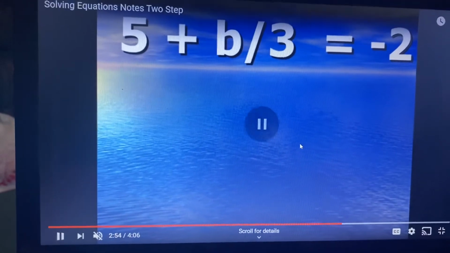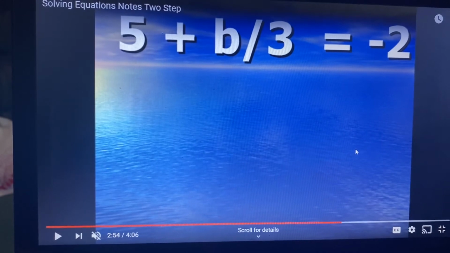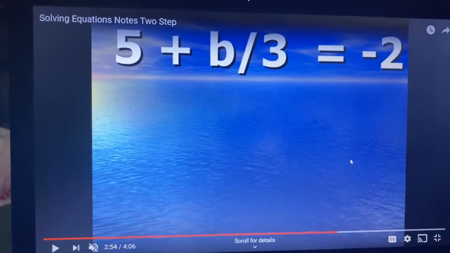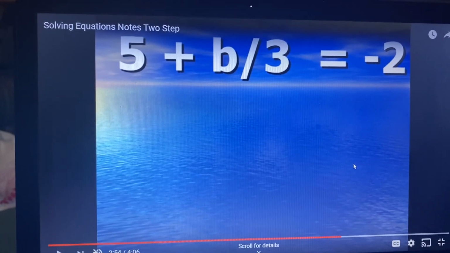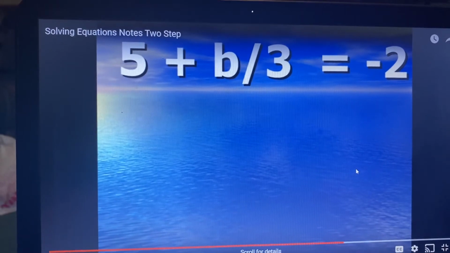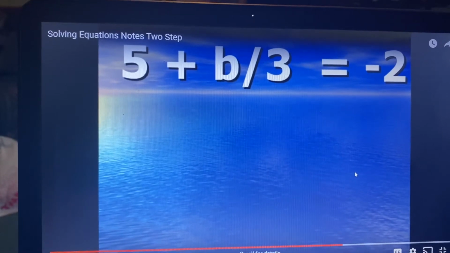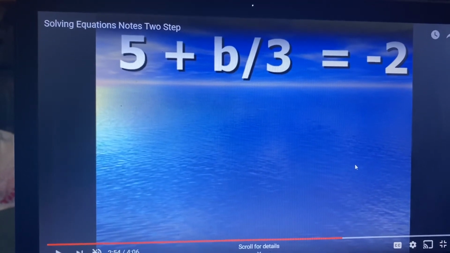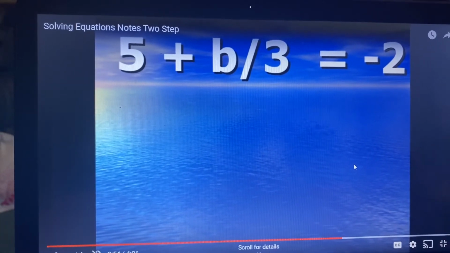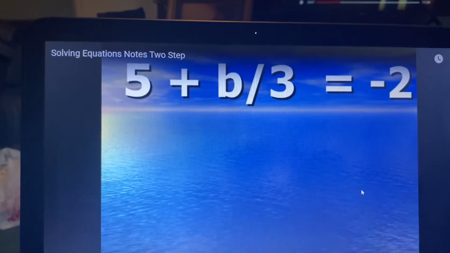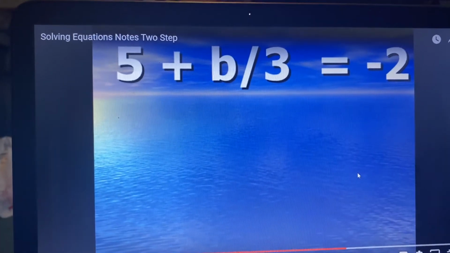All right. Now this one says 5 plus b divided by 3 equals negative 2. This is still a two-step equation. It is just written a little bit differently. Instead of having our addition or subtraction closer to the equal sign, it is the first part of the equation. And let's remember, if we're undoing addition or subtraction first, and that number is at the front of the equation, we will always use the sign that is associated with the front of the number.